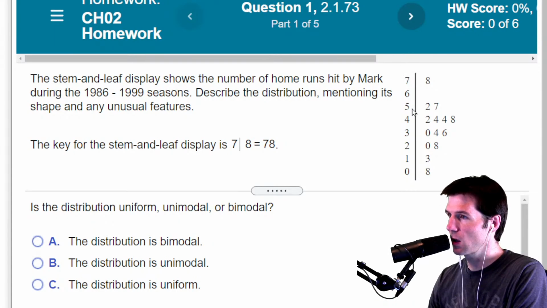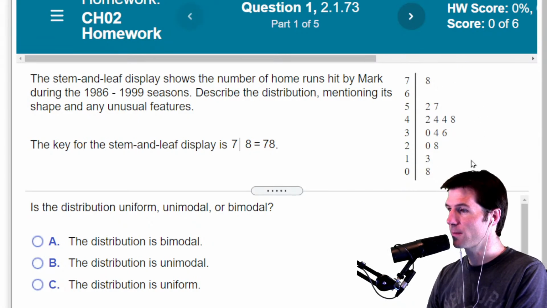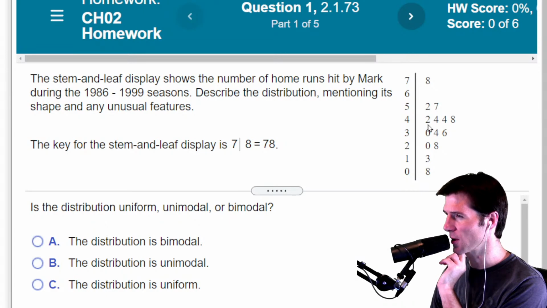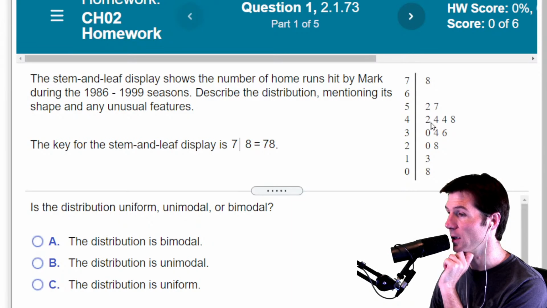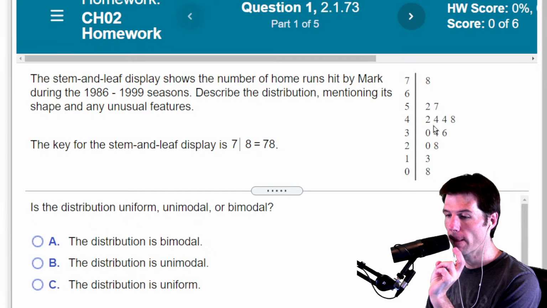This is just a number line. These are not actual observations. These are the observations. I'm going to draw a stem and leaf here in a moment. What does this 2 represent right here? Connect the numbers: according to the key, 7-8 is 78. So according to the key, 4-2 would be what? How many home runs did he hit in a season there? 4-2 would represent 42.